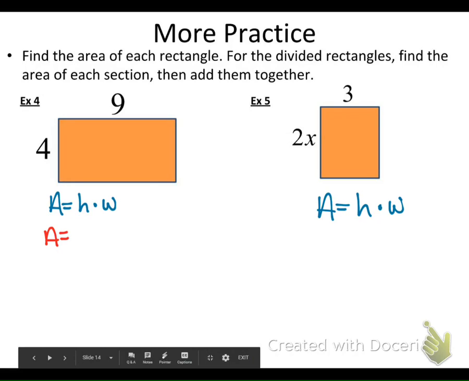So, what is my height for example number 4, Kelly? And then what's my width going to be? Okay, so Kelly, what's 4 times 9 then? So the area of this example number 4 is going to be 36. Okay? So then we're going to come to example number 5. Michael, what's the height for example number 5? 2x. Okay? And then what's my width? 3. So then what's the area going to be? 6x. Perfect. Nice. Any questions on those two?